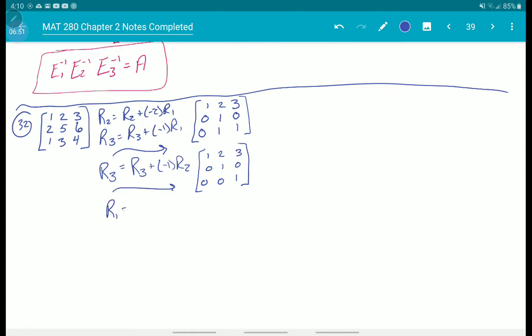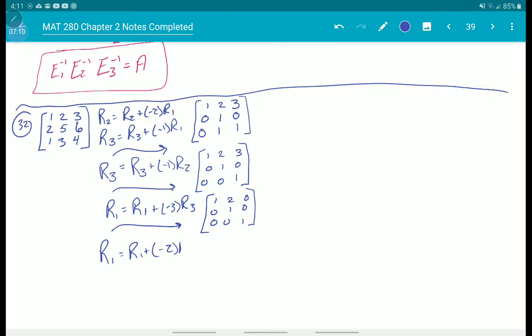So then row 1 is going to be row 1 plus negative 3 times row 3. And then row 1 is row 1 plus negative 2 times row 2. And that's going to give us the identity. So now let's find those elementary matrices.